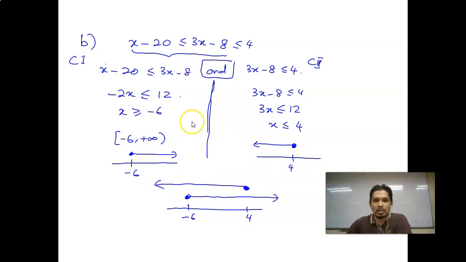So class, intersection ∩ means the intersect between these two lines. Where do they intersect each other? Here? No, there's only one line here. What about here? No, there's only one line here. And here? Yes, that's it. So the final answer in interval form is negative 6 until 4.